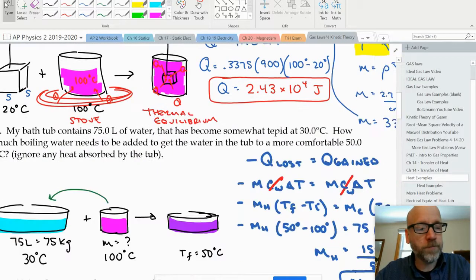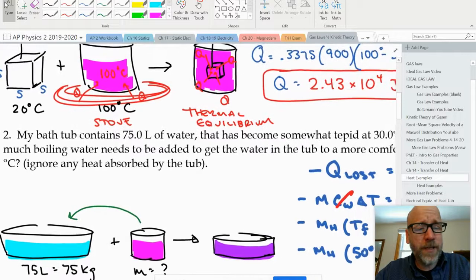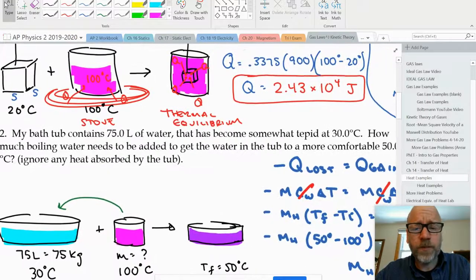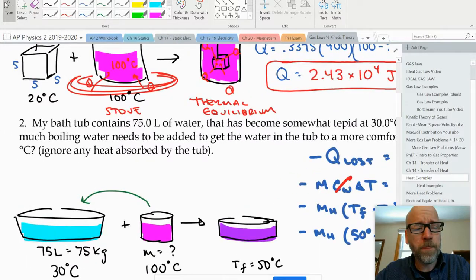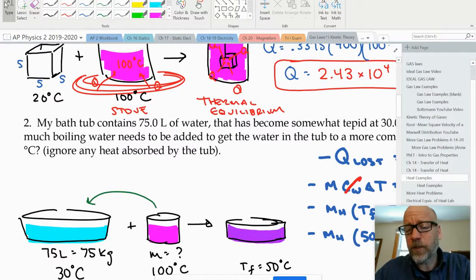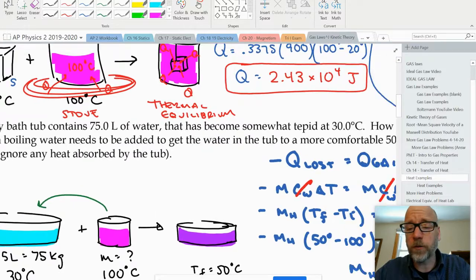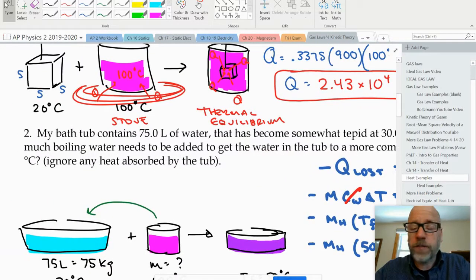Número 2. My bathtub contains 75 liters of water that's become somewhat tepid at 30 degrees Celsius. How much boiling water needs to be added to get the water in the tub to a more comfortable 50 degrees Celsius? We're going to ignore any heat that's absorbed by the tub.